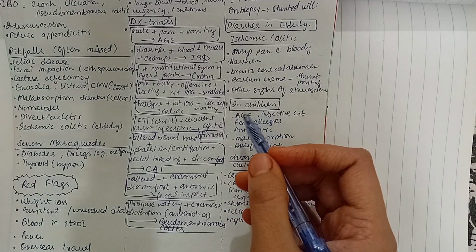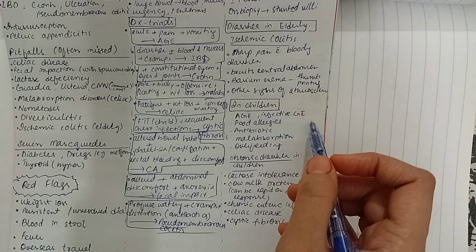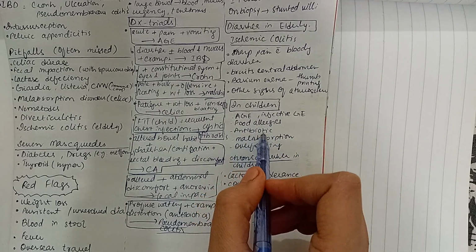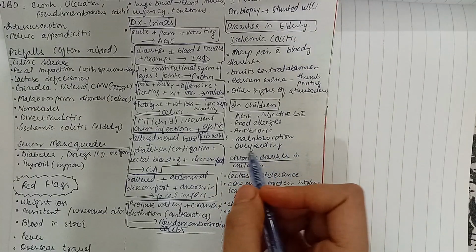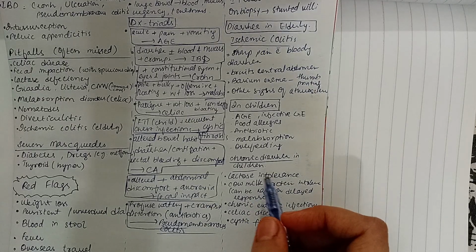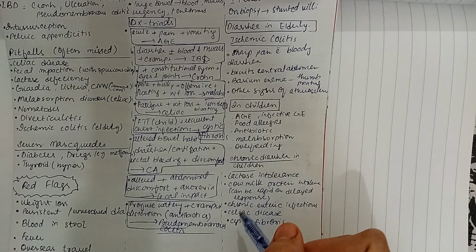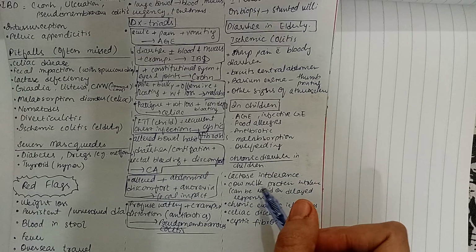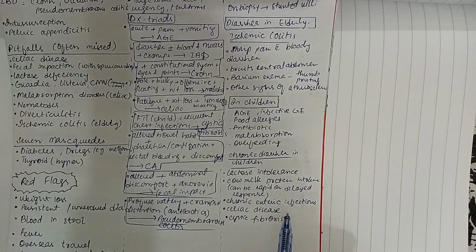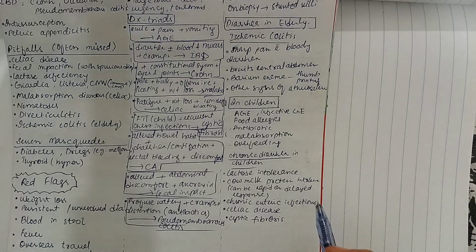Then in children, what can be the diagnosis? There would be acute gastroenteritis, infective gastroenteritis, food allergies, antibiotic induced diarrhea, malabsorption syndromes, and diarrhea due to overfeeding. Chronic diarrhea in children can be due to lactose intolerance, cow milk protein intolerance. Cow milk protein intolerance can have a rapid or delayed response. Chronic enteric infections, celiac disease, and cystic fibrosis.